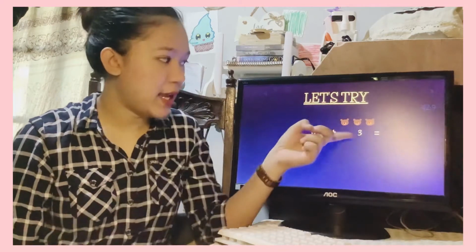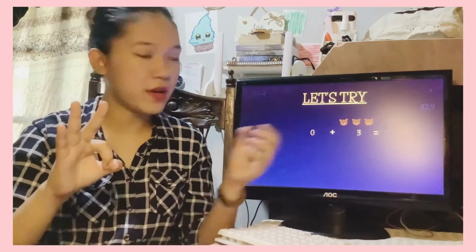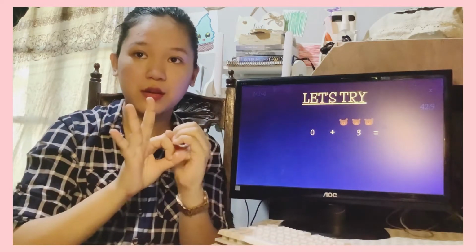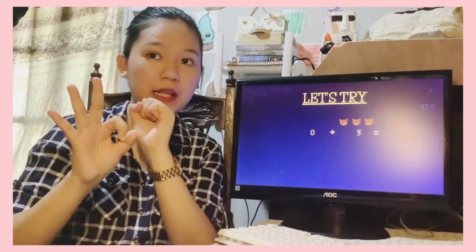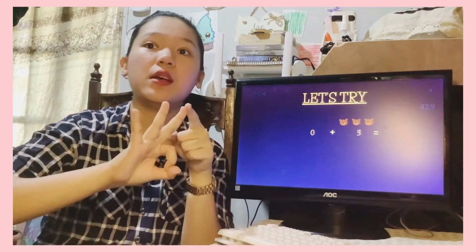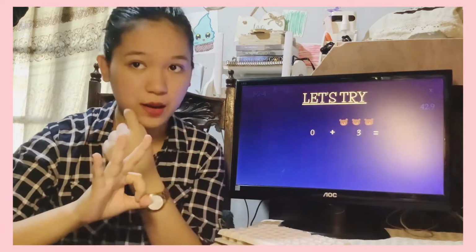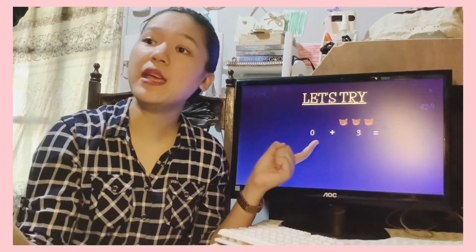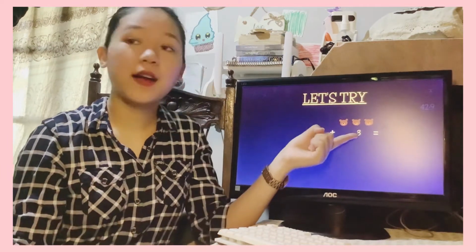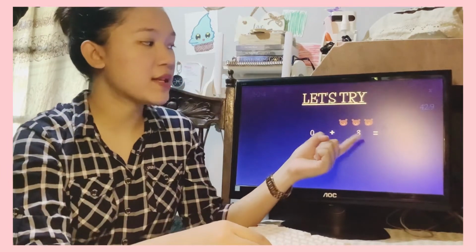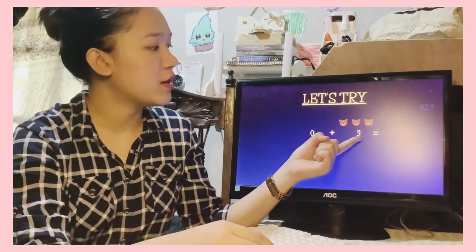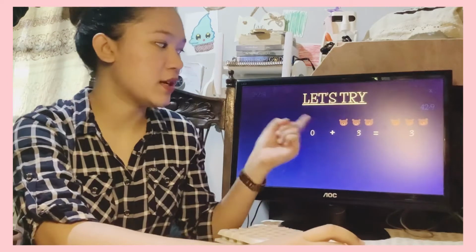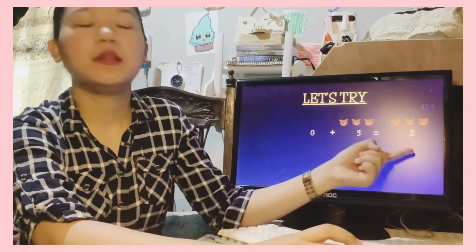Because let's say here we have 3 and then we have 0. If you add them together, 0 will be eliminated and then 3 will always be the sum. So whenever you see a 0, the sum will always be the other addend. So what do you think of this example? It is 3 bears. 0 bears plus 1, 2, 3 bears.